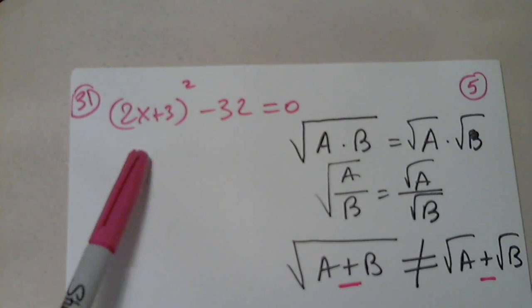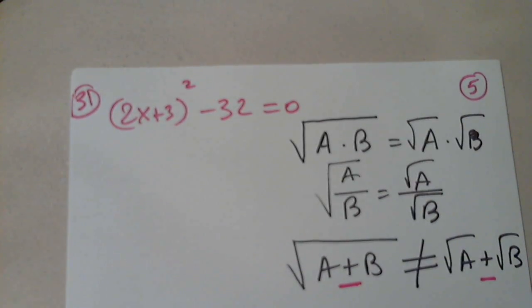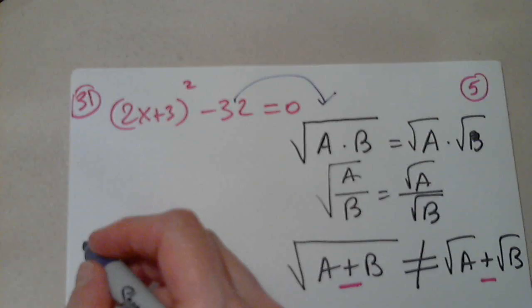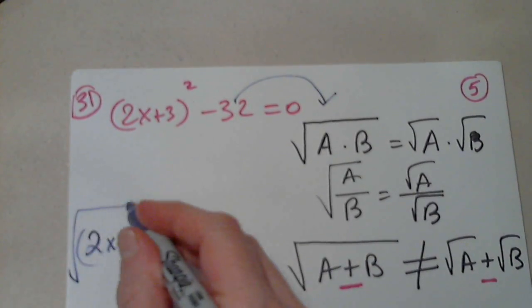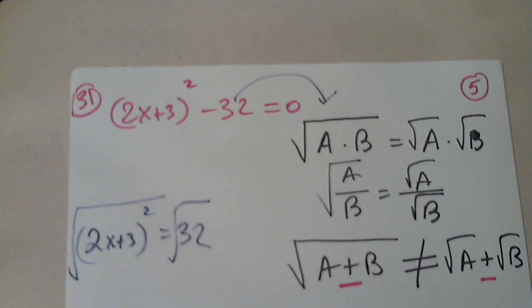So if I want to solve this equation by taking square roots, what do I have to do first? Before I even think of the method of taking square roots, which we just used a minute ago. Add 32 on both sides. Correct. Excellent. So I'm moving a negative 32 to the other side, so I have 2x plus 3, everything squared, equals 32. Only now I can take the square root from both sides.